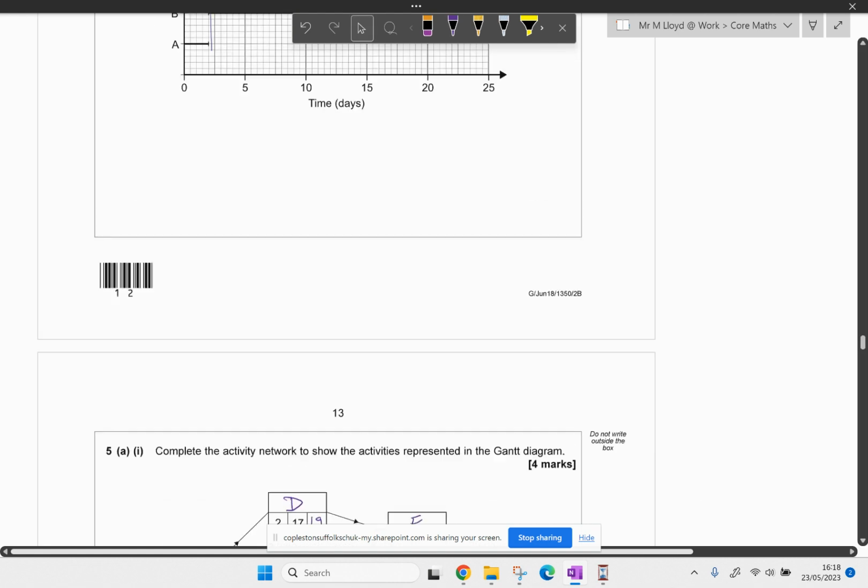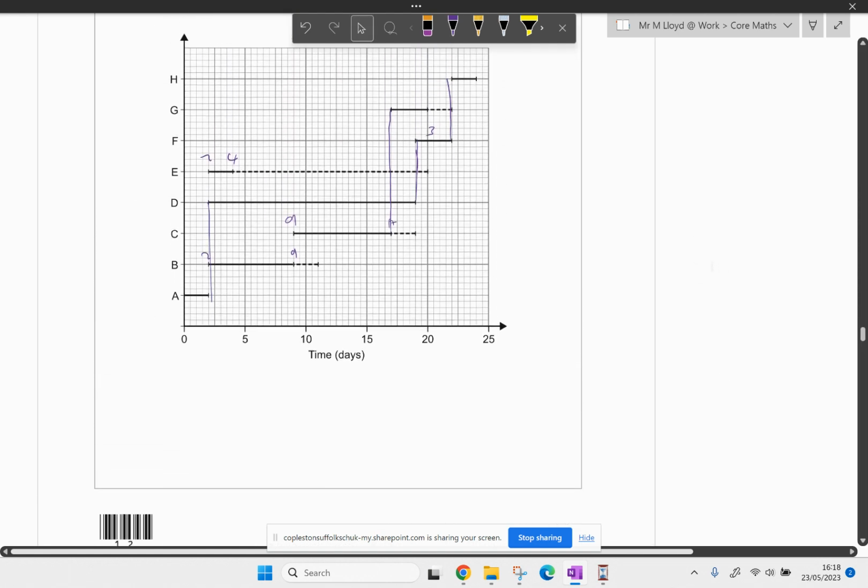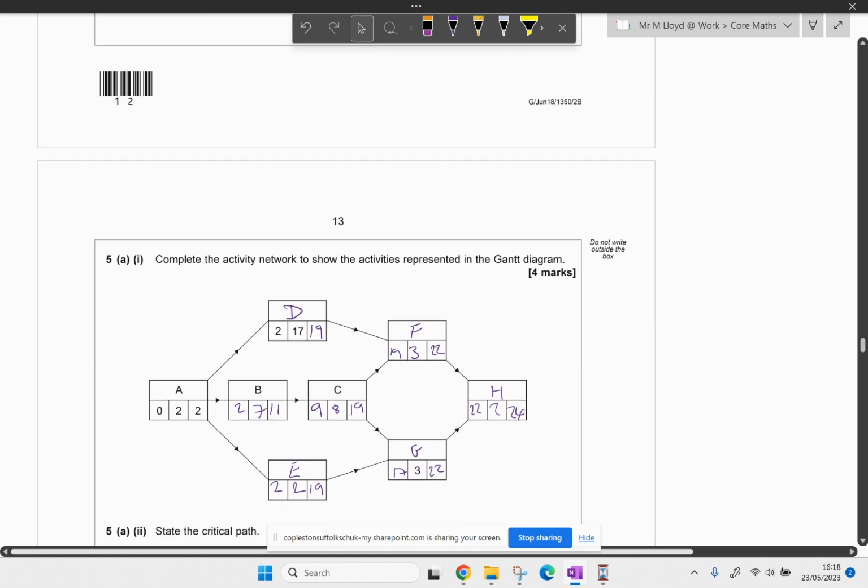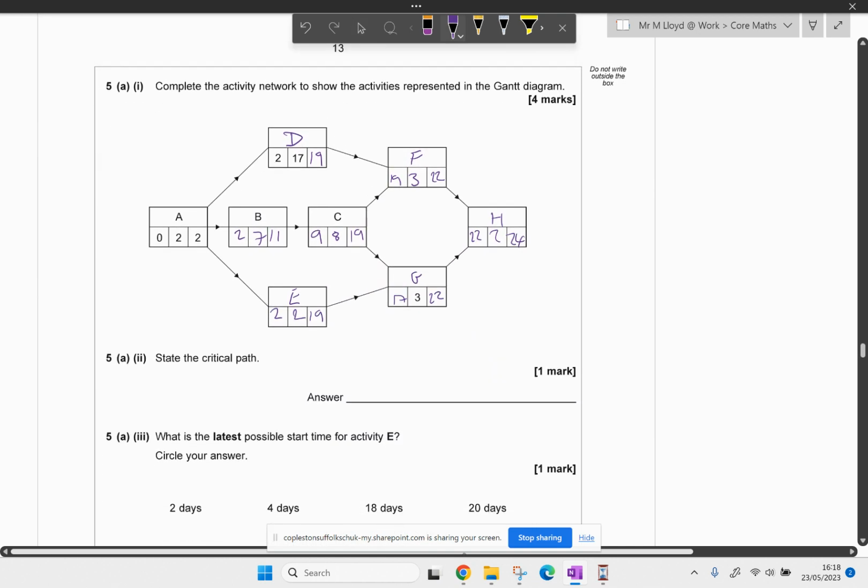Okay, so I just want to check one more thing on the diagram. Oh, look at that. I think that's a mistake. E is 20 for the late time, but here it's 19, 22 take away 3. I reckon there's an error there. I think someone's made a mistake.